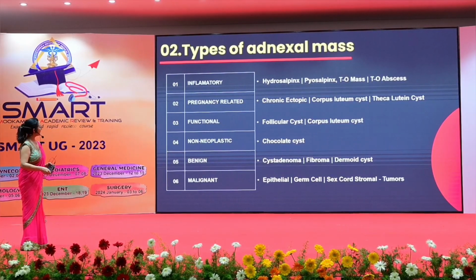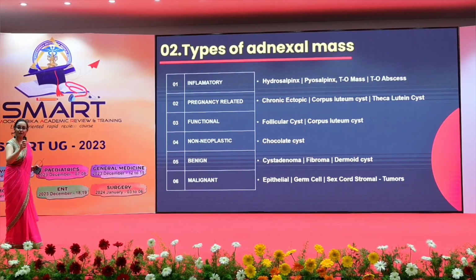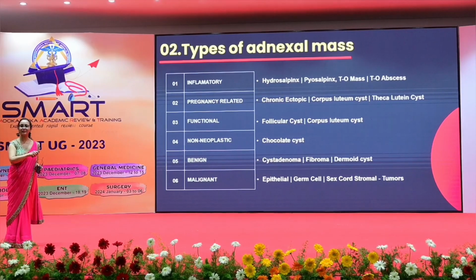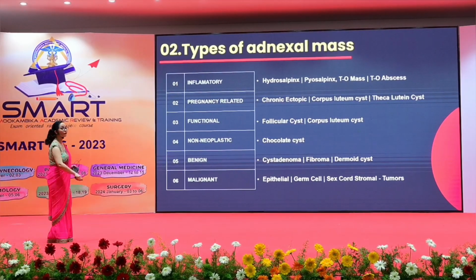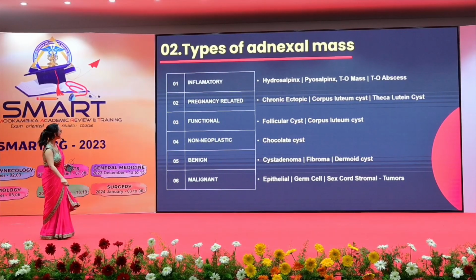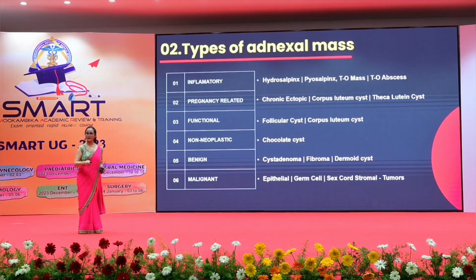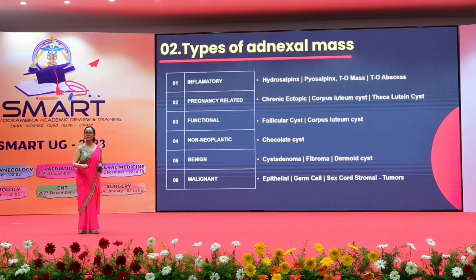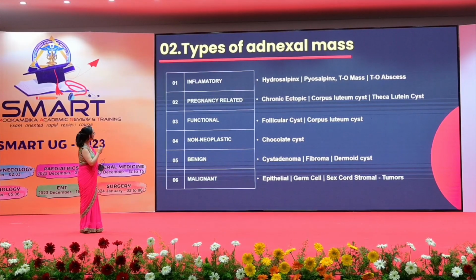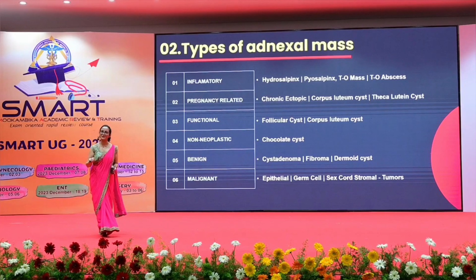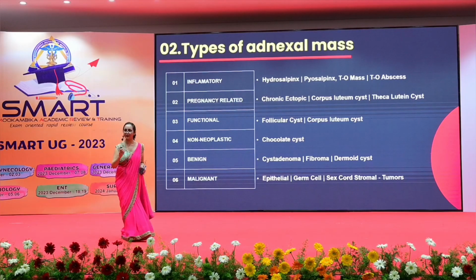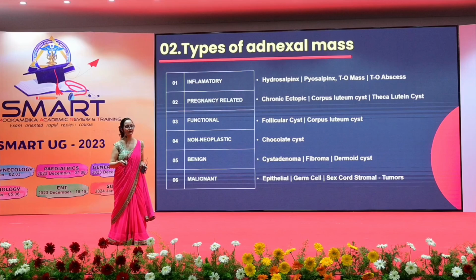Now, types of adnexal mass can be inflammatory. This slide is to give you an overall view of what all can happen in this adnexa. There can be an inflammatory mass. There can be some masses which are specific to pregnancy. There can be some masses which are just functional. There can be non-neoplastic masses, and then neoplastic masses which can further be divided into benign mass and malignant mass.